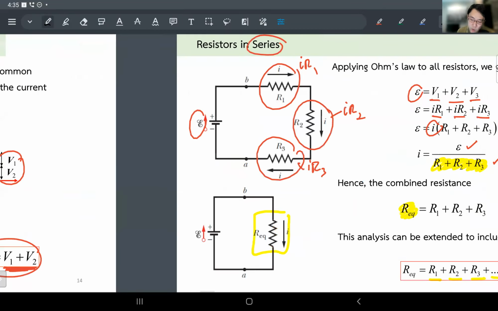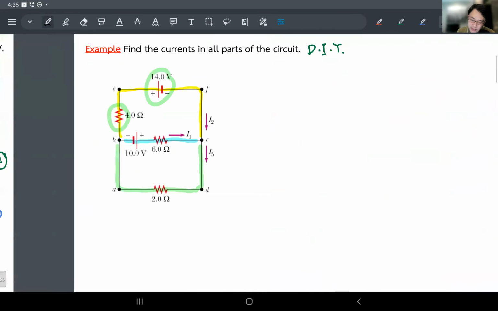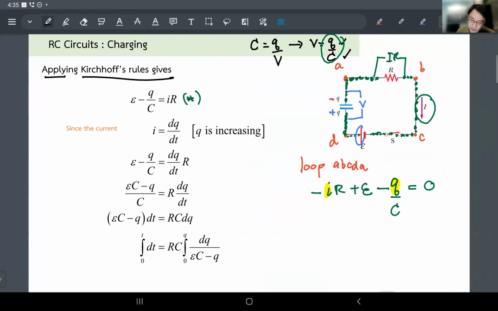That's why this is where the calculus creeps into that equation. So what I can do here is write that current I as dq by dt, and that's when you get the differential equation. Let me write it down one more time so we can go through it together. It looks like this: minus dq by dt times R plus E minus q over C equals 0.